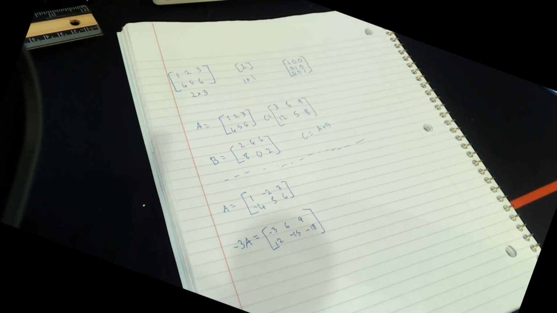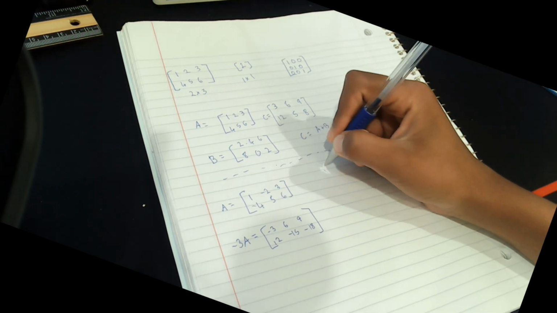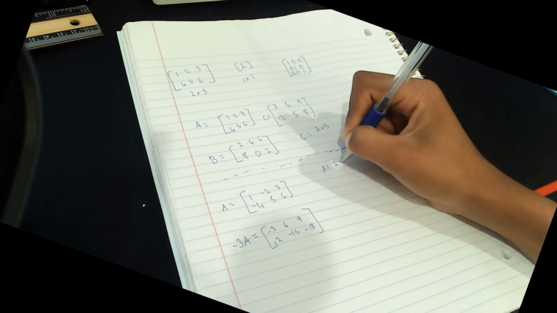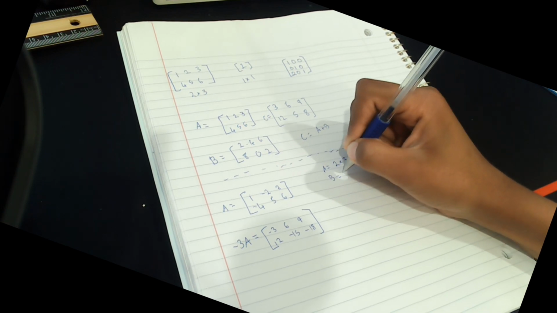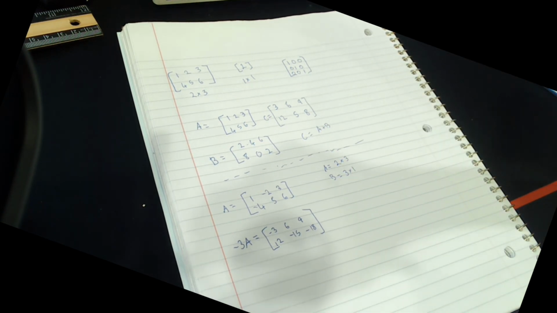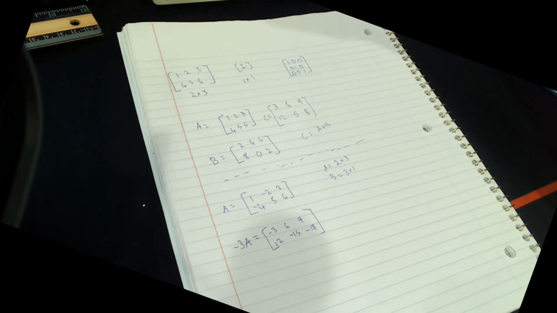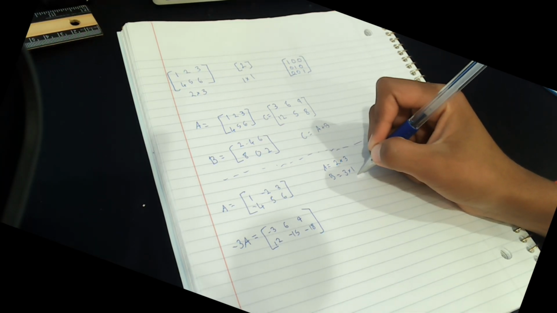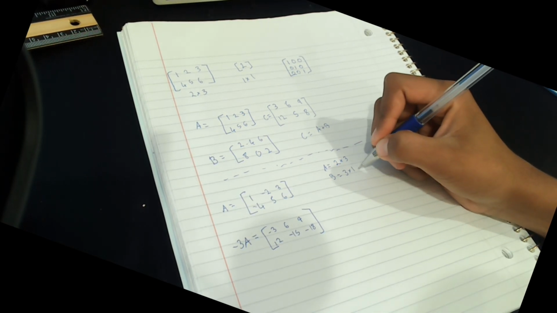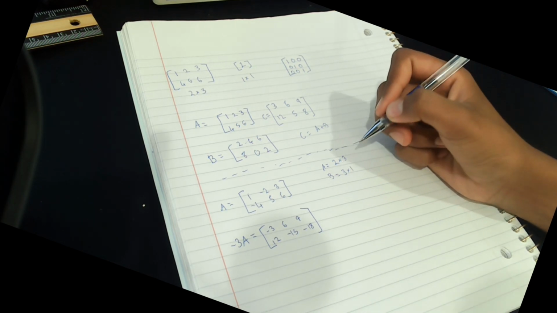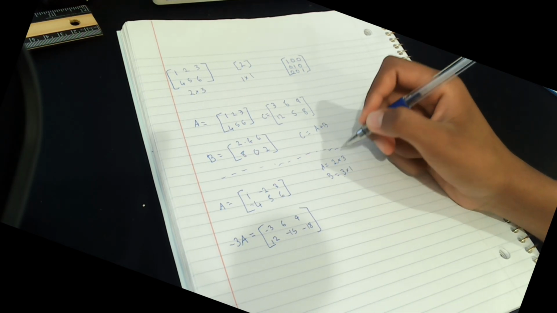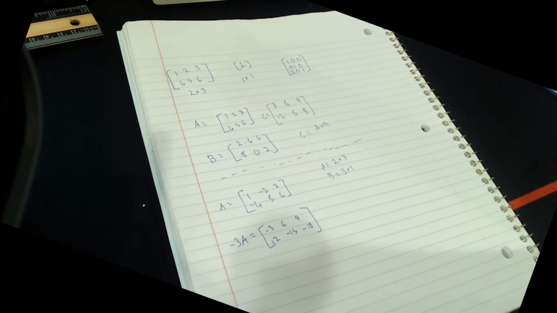For example, let's say the first matrix is 2 by 3. And the second matrix is 3 by 1. So let's say A is 2 by 3 and B is 3 by 1. Then A can be multiplied with B. But note that B cannot be multiplied with A because column size of B is 1 and that is not equal to the row size of A, which is 2. However, column size of A, which is 3, is equal to row size of B, which is also 3. So this means A times B is possible, but B times A is not possible.